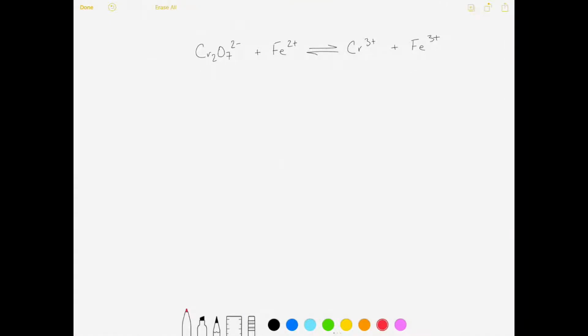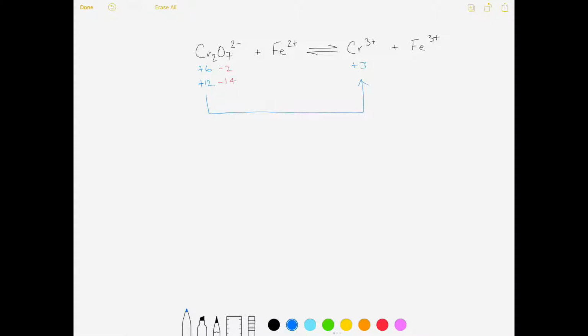Here we have dichromate ions and Fe2+, which form Cr3+ and Fe3+. First thing you need to do is put in the oxidation states. So oxygen is -2. There are 7 of them, making -14. The overall charge of the ion is 2-, which makes the chromium +12, because +12 minus 14 makes 2-. As there are 2 chromium atoms in this ionic molecule, that means overall the oxidation state is +6. Compare that to chromium on the other side, which is +3.